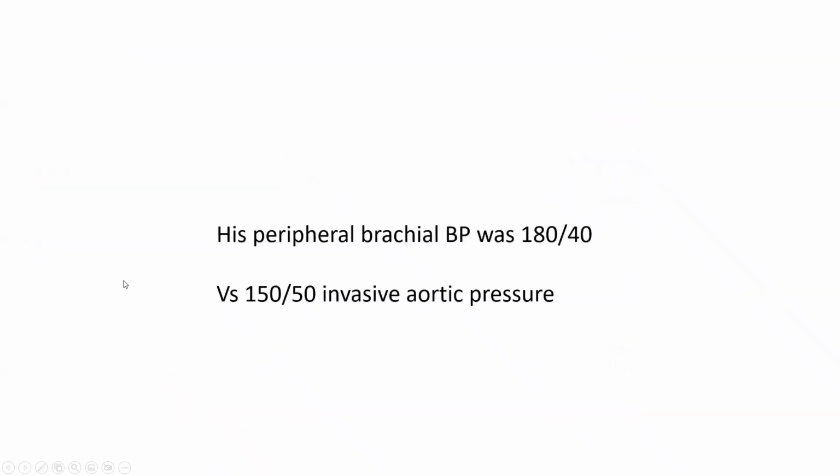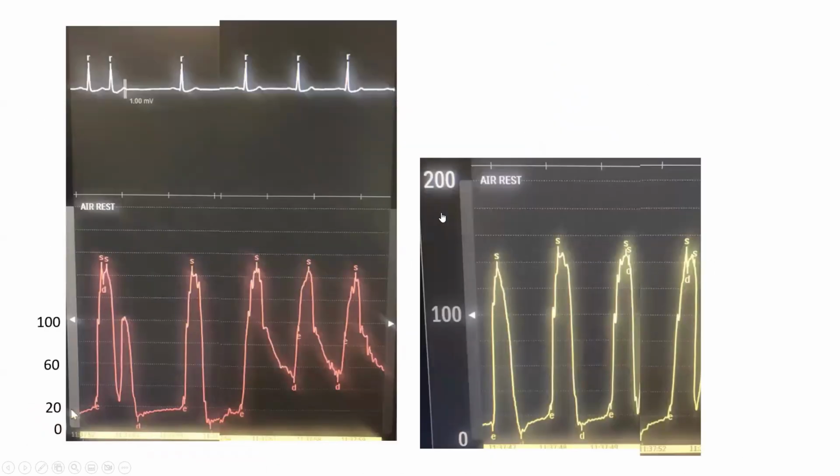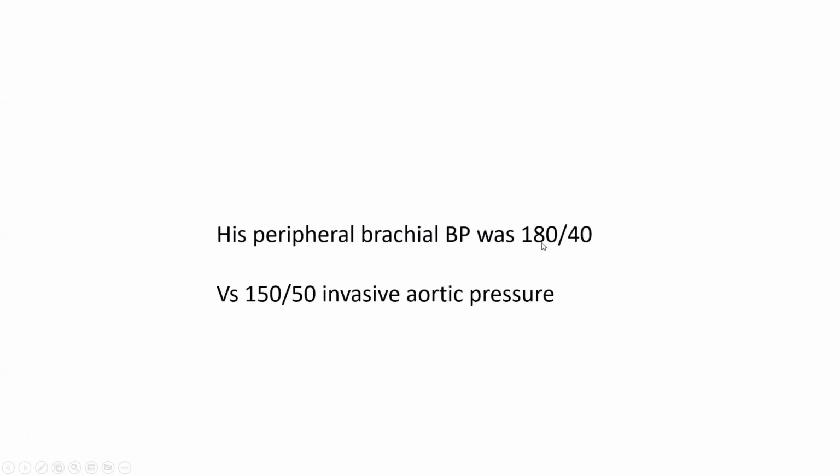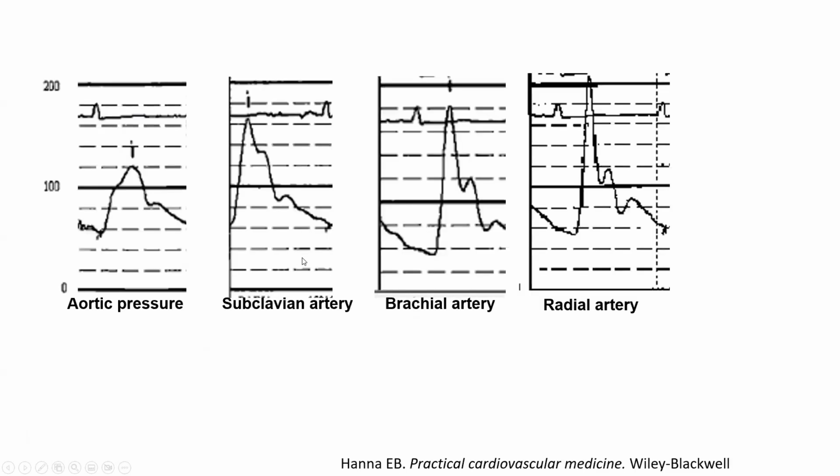Another hint in this patient: his peripheral blood pressure was 180/40, while our invasive aortic pressure was 150/50. That's another hint to AI. So paying attention to small things beside that hemodynamic waveform, this is what we call dramatic peripheral systolic amplification of pressure, which also in context suggests AI.